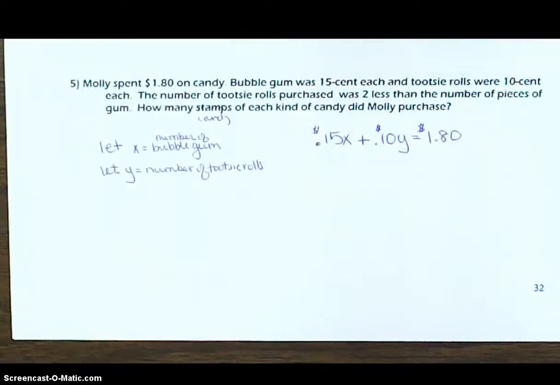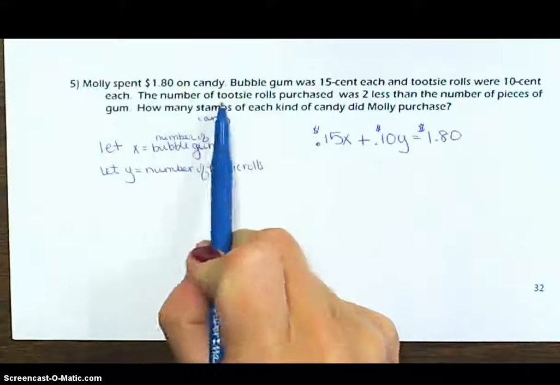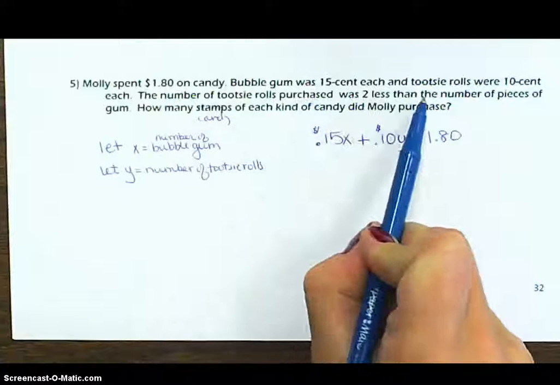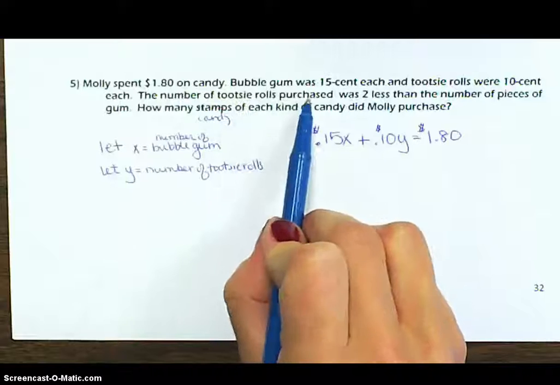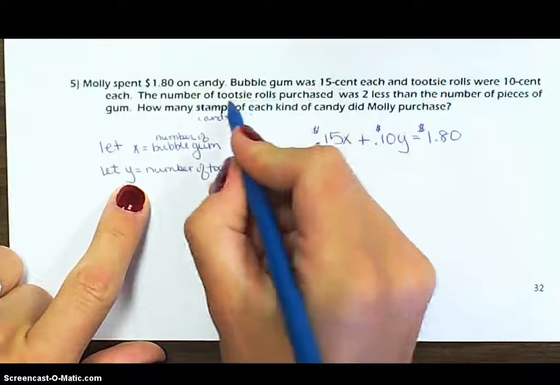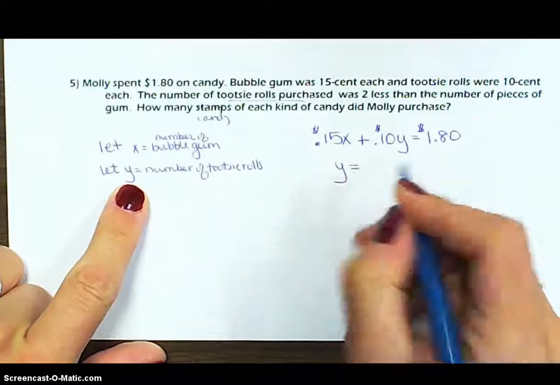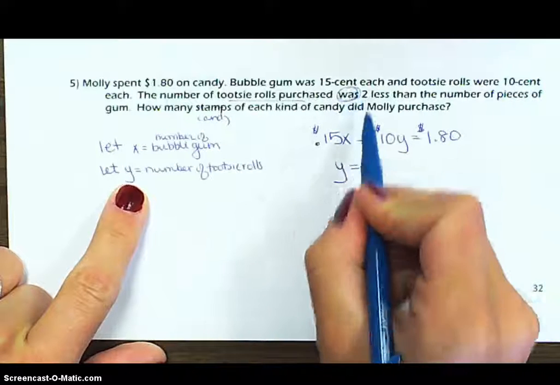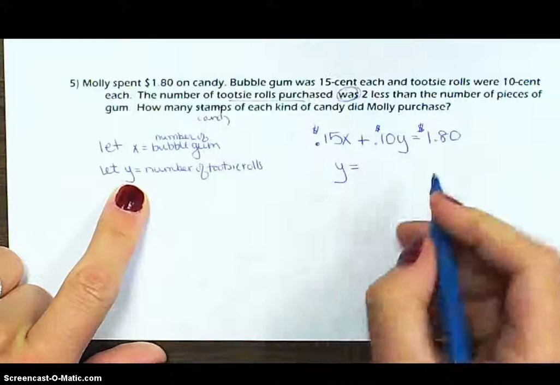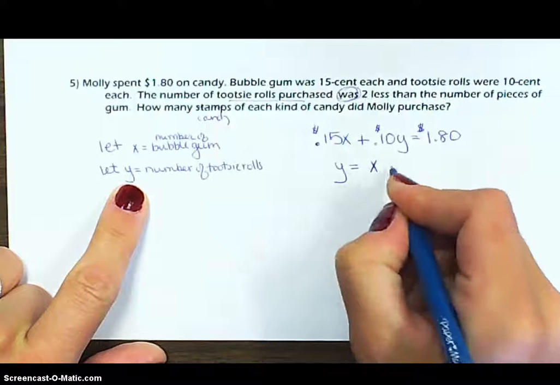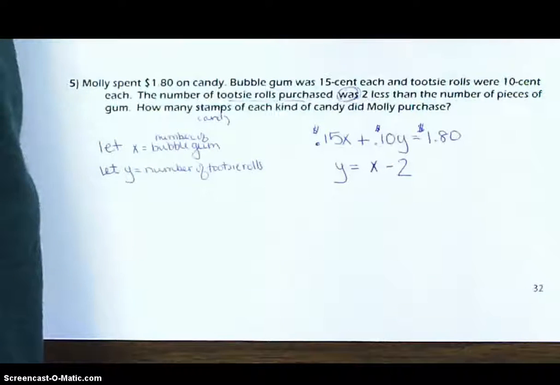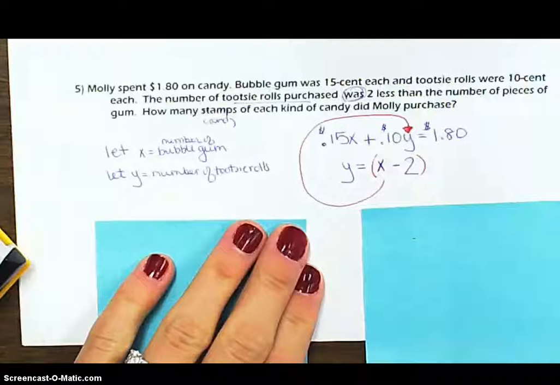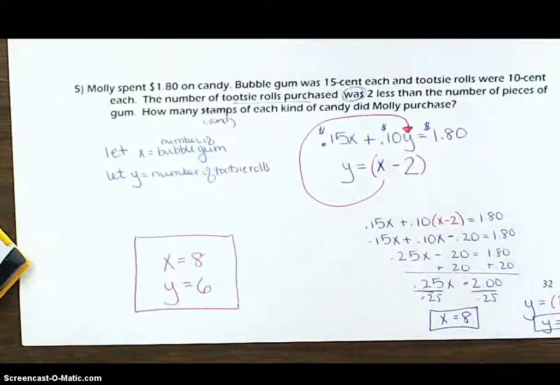Now for our second equation, we have to read really carefully here. The number of Tootsie Rolls purchased was 2 less than the number of pieces of gum. So they don't give us a total here, but they're saying Tootsie Rolls purchased. So Tootsie Rolls, that's your y, equals, so the word was means equals, 2 less than the number of pieces of gum. So 2 less means we have to subtract 2. All right, so here we have now our 2 equations. Go ahead, solve this on your own. All right, so I solved using substitution, and by doing that, I was able to get x equals 8.